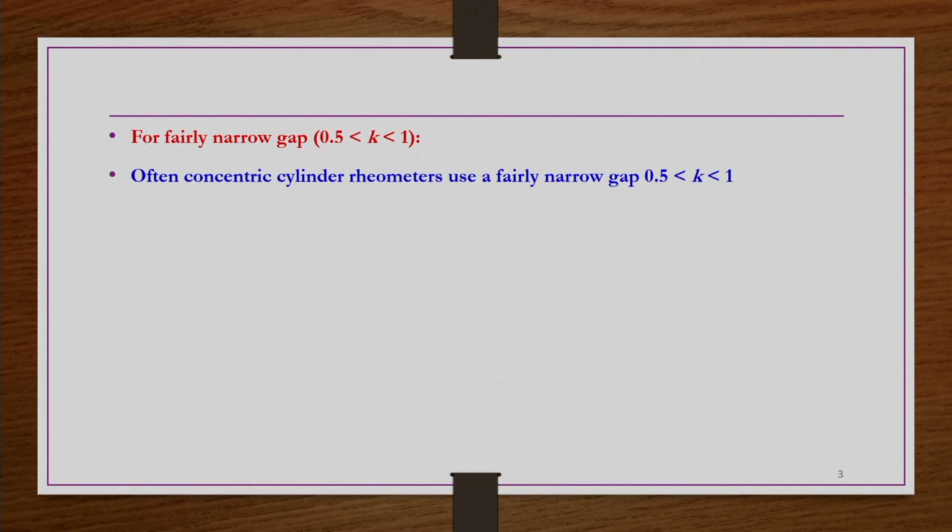That is what we are going to see now in this lecture. For a fairly narrow gap, that is when 0.5 is less than k less than 1, so k between 0.5 and 1, then what should we do? Often concentric cylinder rheometers use such a fairly narrow gap. You cannot say very narrow, you cannot say very large, but in between these regions.